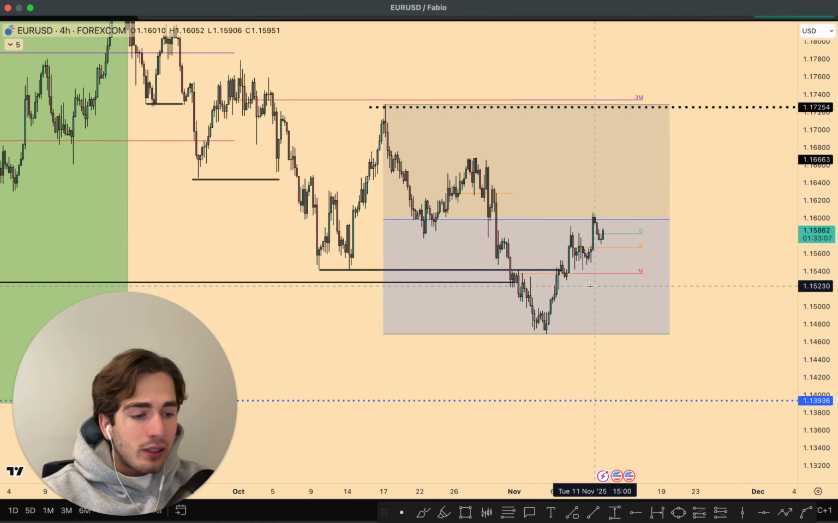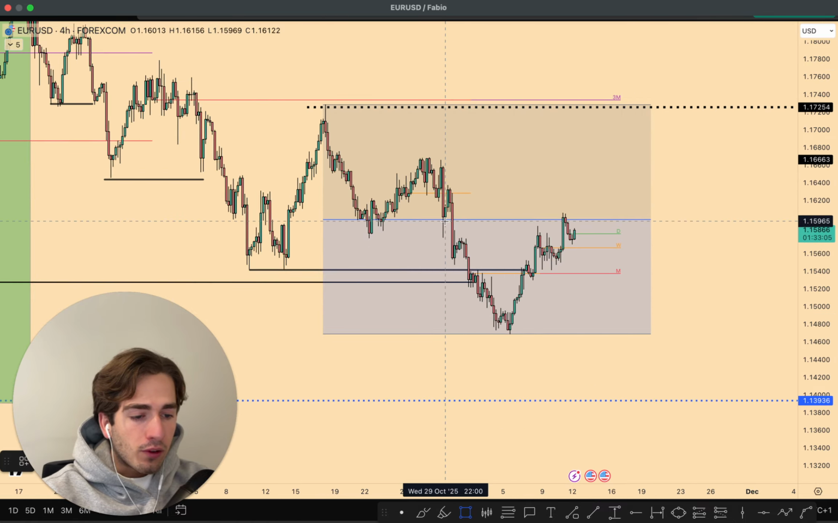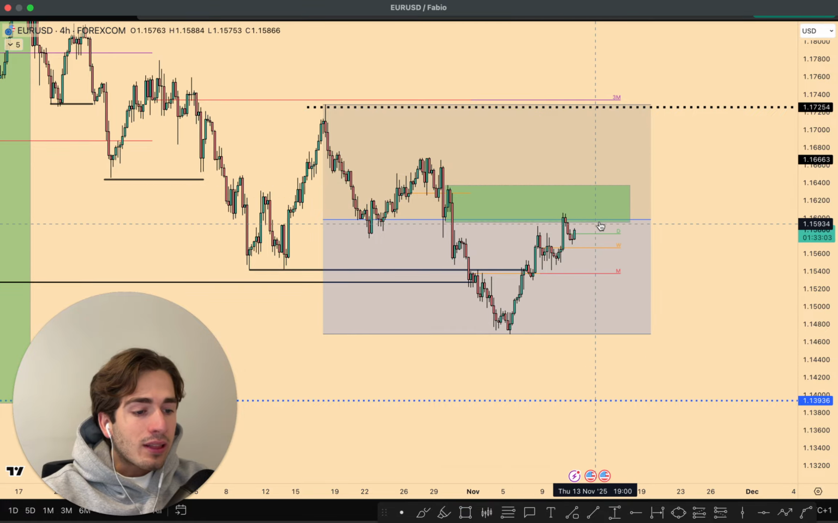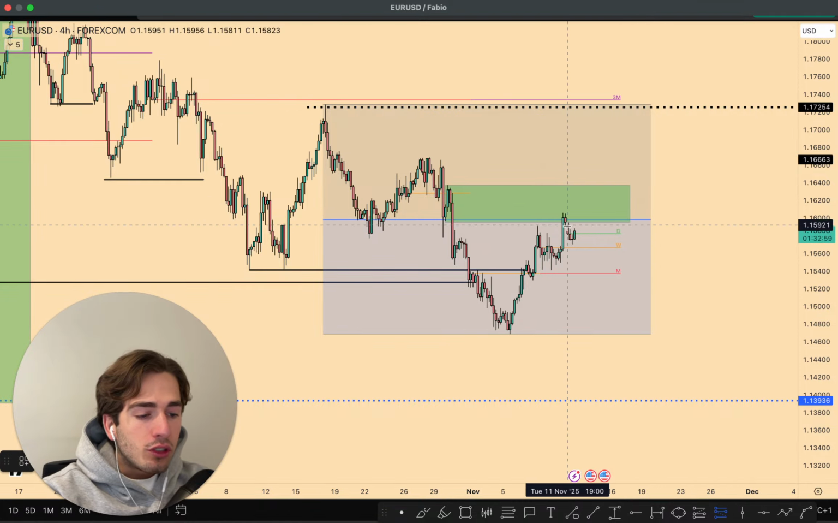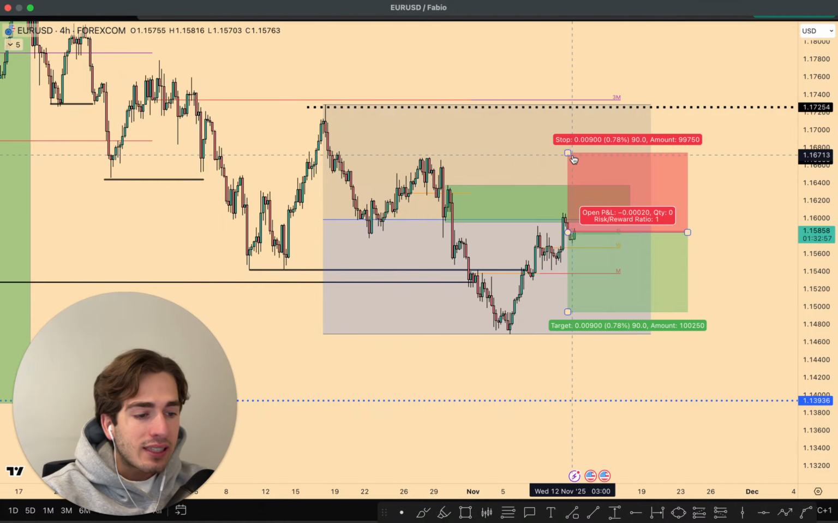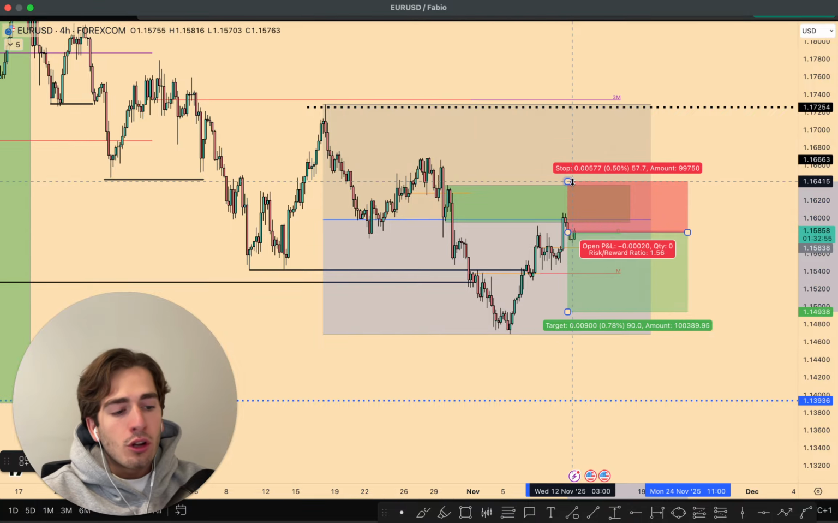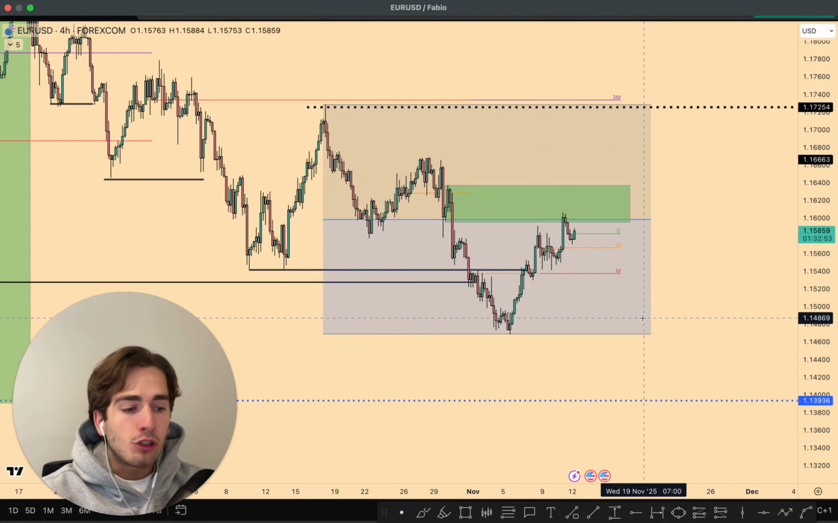Now, we're currently situated within an area of supply over here, together with the fact that we're trending exactly at the 0.5 fib. Back in the days, I used to say, hey guys, can we now finally sell? Stop loss above the overall supply zone. No, this is currently not what I am doing.